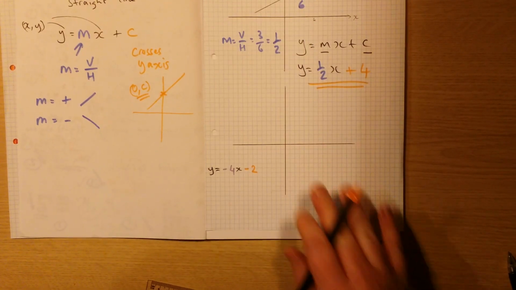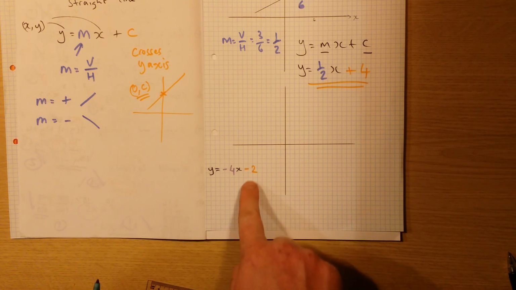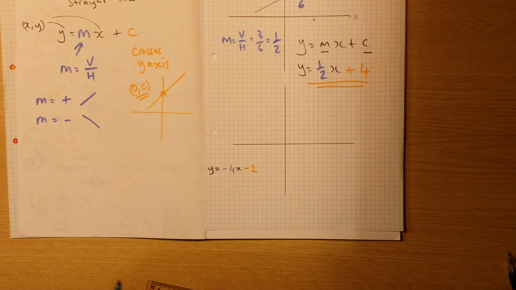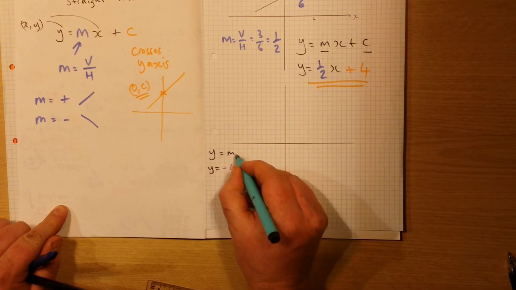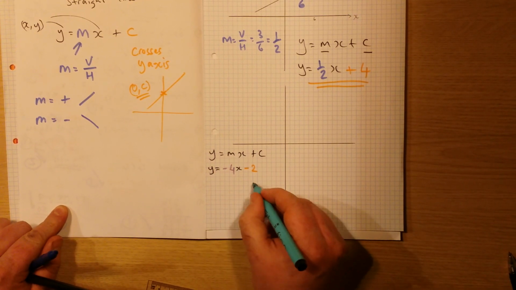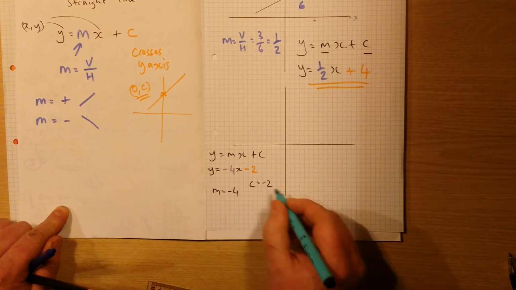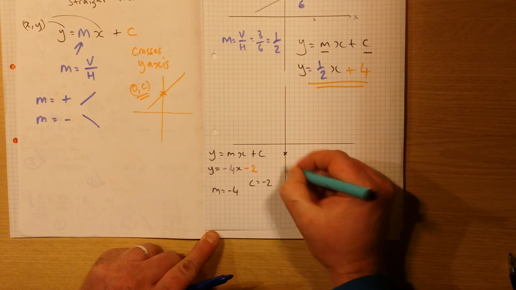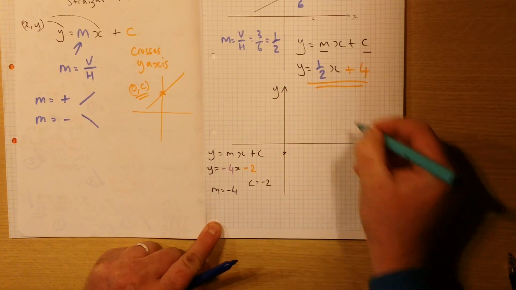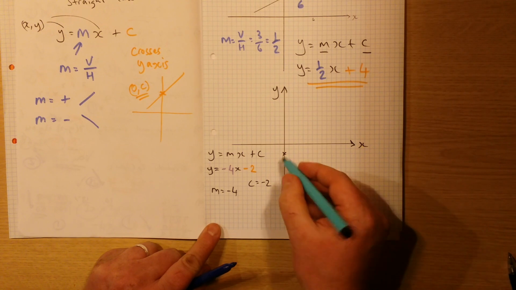In this example here, I'm asked to draw the line. If I'm drawing the line, the first thing I've got to do is think about where it crosses the y-axis. You can see here that if I was to compare that to our equation, y equals mx plus c, c would be minus 2 and m would be minus 4. Now, if c is minus 2, that means if I count down 2 boxes, it's going to cross the y-axis at minus 2. So I know it's crossing there.